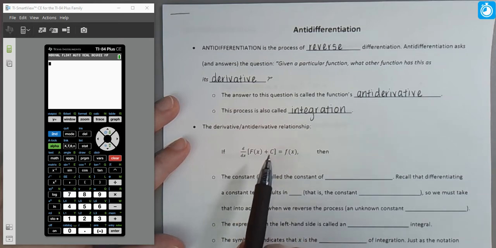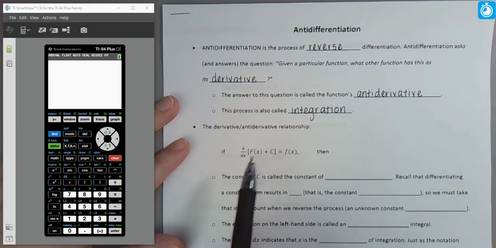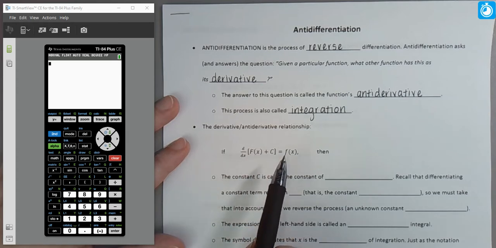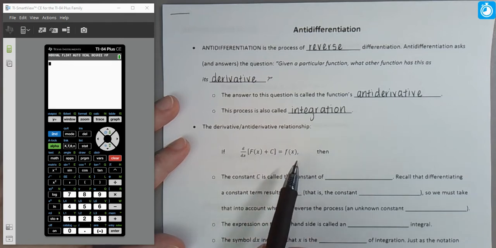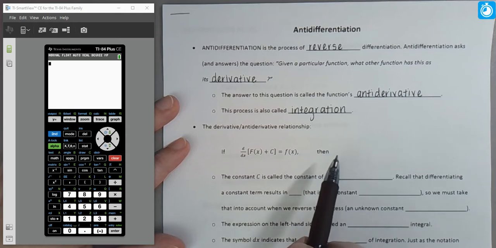Now keep in mind, when we have a constant like this added on, what happens when we differentiate a constant? Well, we know that goes to 0. So once we differentiate our function F, we end up with its derivative, what we're calling lowercase f, and differentiating a constant takes it to 0, which means the constant disappears. This is how we're going to express an antiderivative.